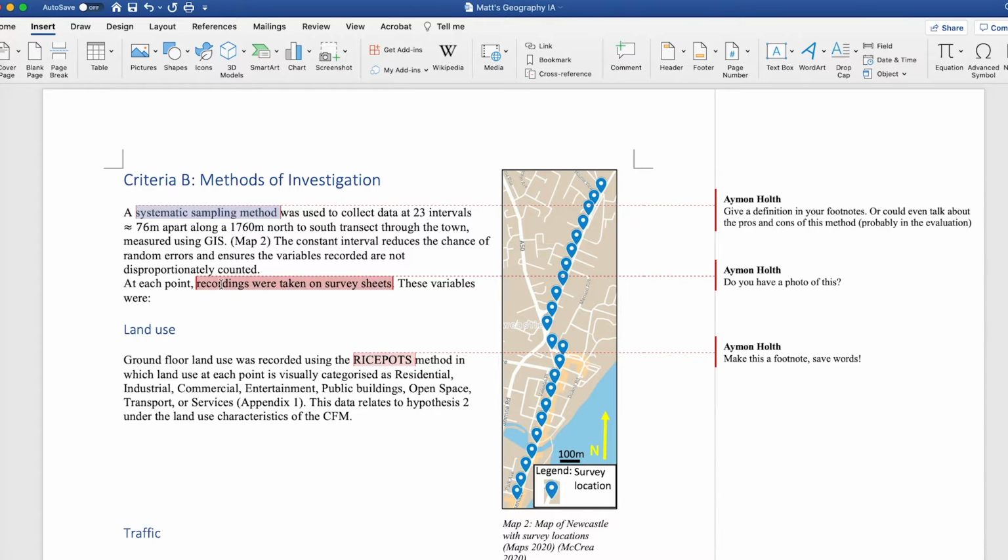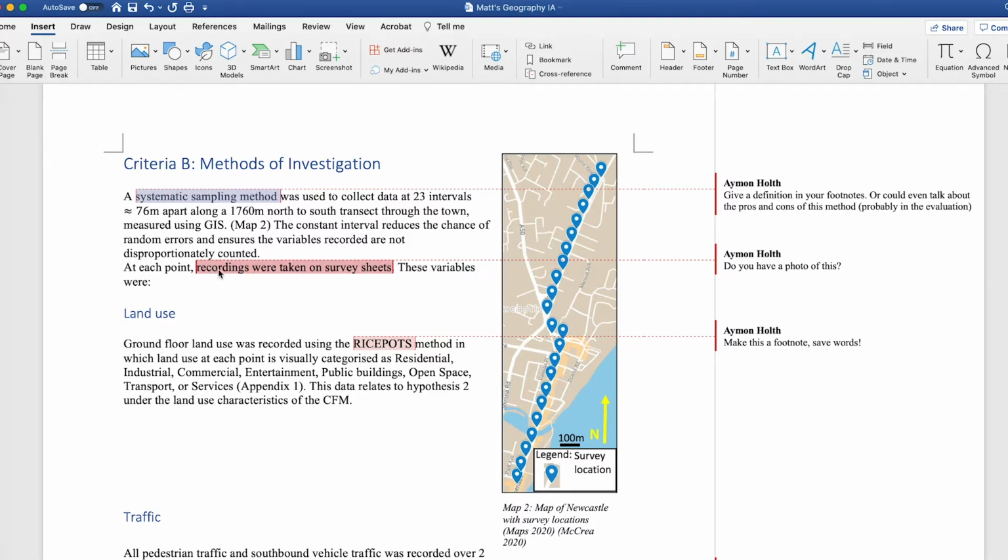And nice, okay. At each point, recordings were taken on survey sheets. I want to see photos, I'd like to see photos of the procedure of the method you made. Because of course later on, you only have actually 3 photos of you collecting data. And I'd like to see a bit more of it so you can actually see that, well, 1, you put the effort in and it actually did, and you didn't fake these results, they didn't just come out of nowhere.